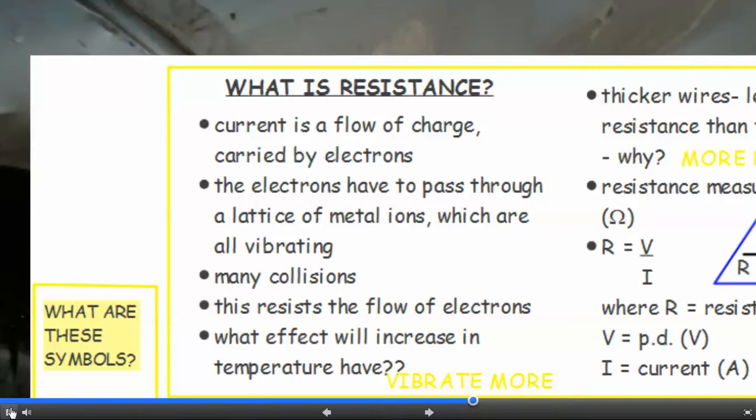So what is resistance? Now, let's remind ourselves, current is a flow of charge carried by electrons, and the electrons have to pass through a lattice of metal ions, which are all vibrating. So there's a lot of collisions. Now the collisions resist the flow of the electrons. So what effect do you think an increase in temperature will have?